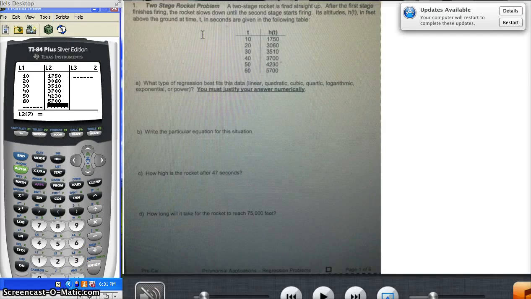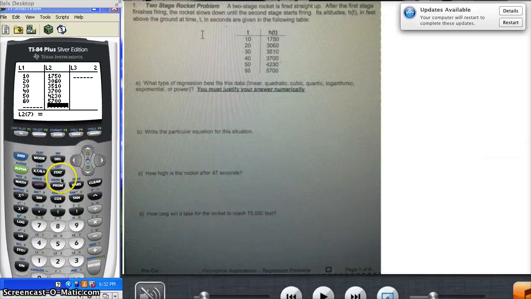Okay, now that I have that plugged into my calculator, as you see here on the left, the T is my L1 or my independent, and my L2 is my H of T or my dependent. Once I have that plugged in, then I have to set my calculator up so that I can find a regression equation that's the best fit for the data.